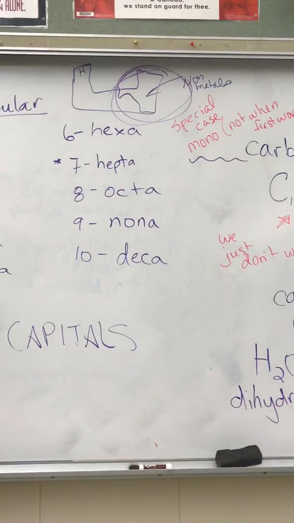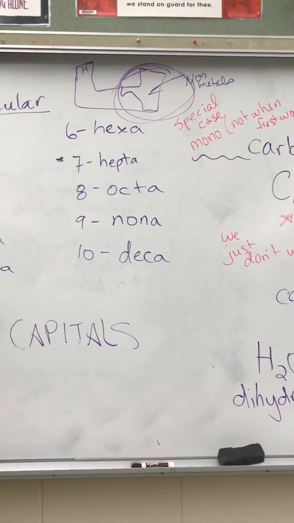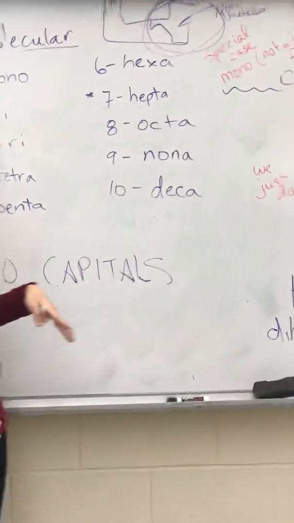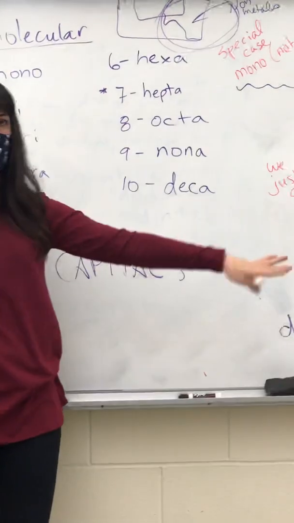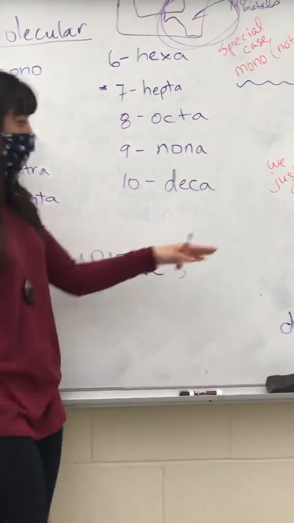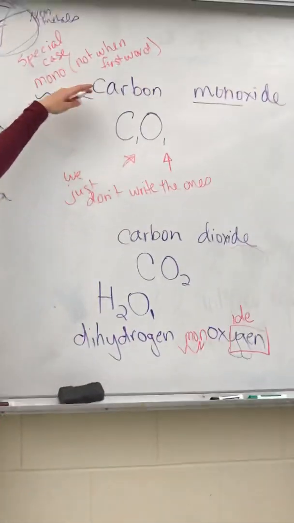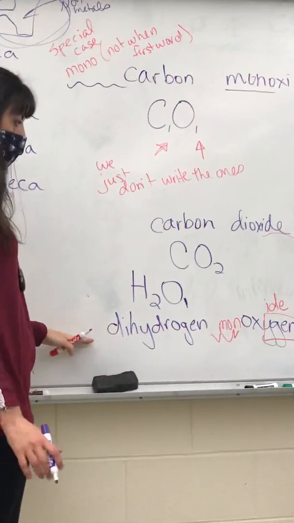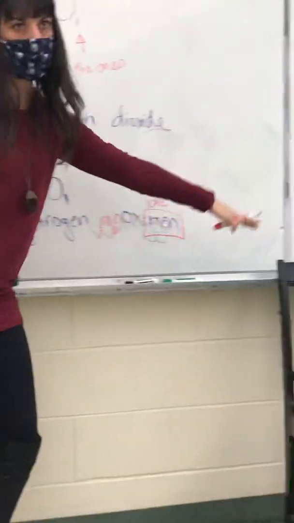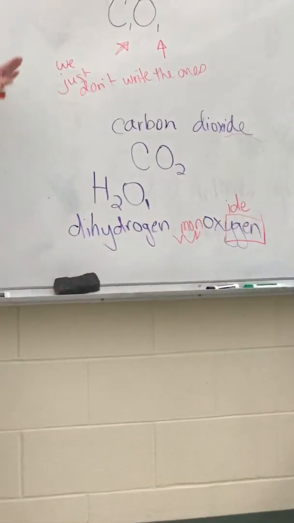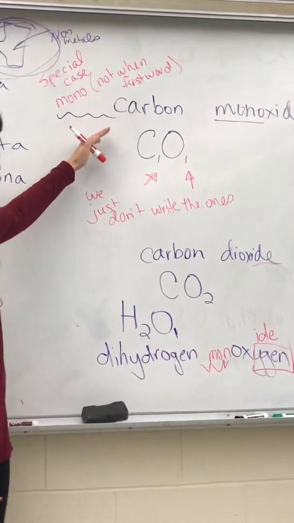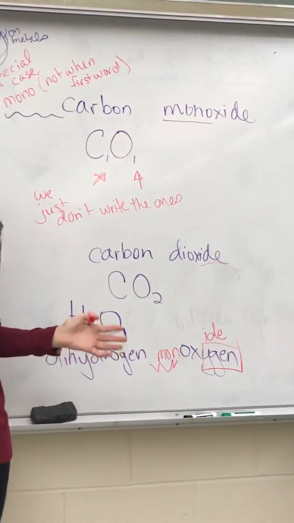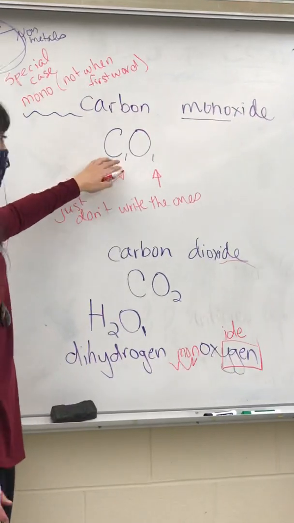They have prefixes: mono, di, tri, tetra, penta, hexa, hepta, octa, nona, and deca. At no point do we ever put capital letters in our names. Carbon monoxide, carbon dioxide, dihydrogen monoxide, no capital letters. So in our first example, we put carbon monoxide, one that we're sort of familiar with from the real world.